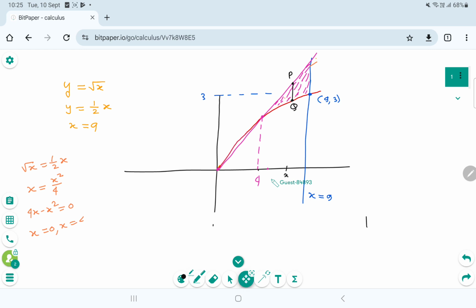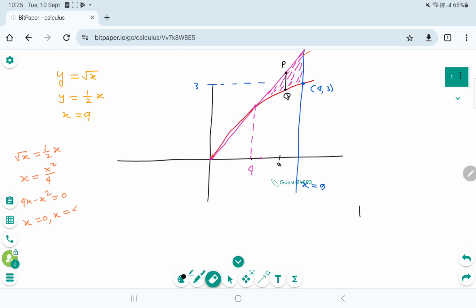So don't worry about splitting the integration. We will not think that way, that we have to split. So integration 4 to 9. What is the height? That height will be the straight line, so x over 2 minus square root of x, dx. Now you can do it, right?